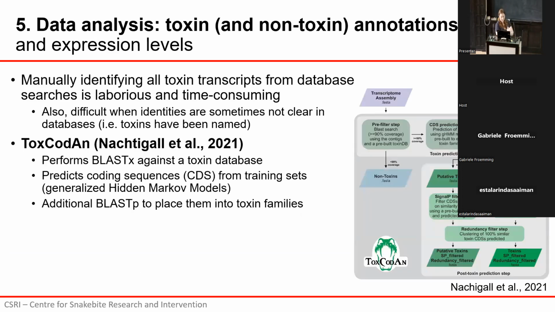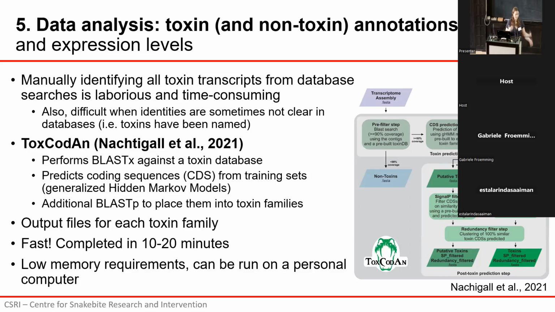And so recently, I guess a couple of years ago, a machine learning algorithm was produced for annotating transcriptomes. And I can't say enough great things about this program, ToxCodon. It will annotate all of your toxin transcripts, and it does so within about 10 to 20 minutes. So really, really fast. It doesn't require a lot of computing power, so you can just run it on your own PC, and it outputs files for each toxin family. So it's all separated. You have all your metalloprotease sequences there, three-finger toxins, et cetera, and it even shows your translation and those final protein products.